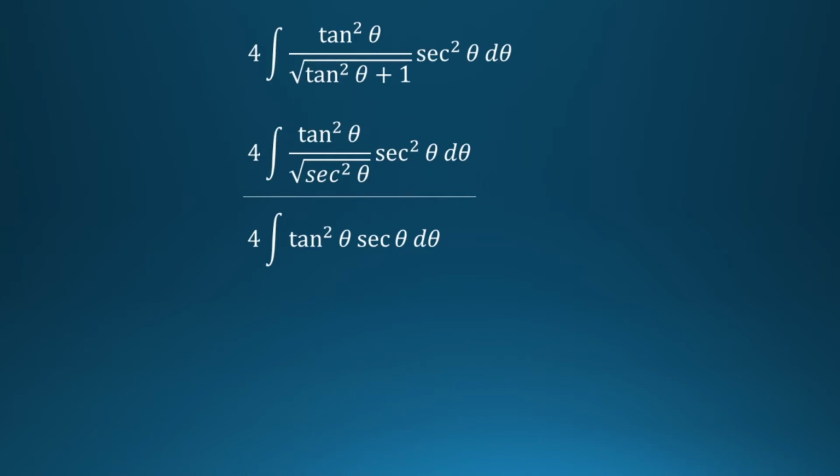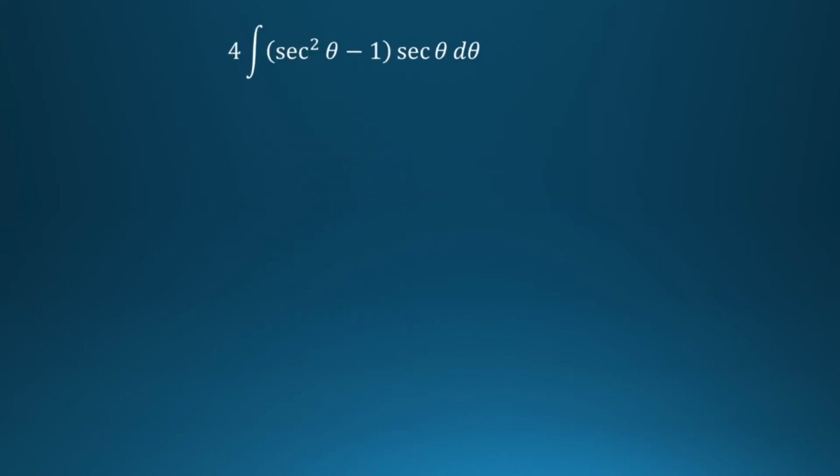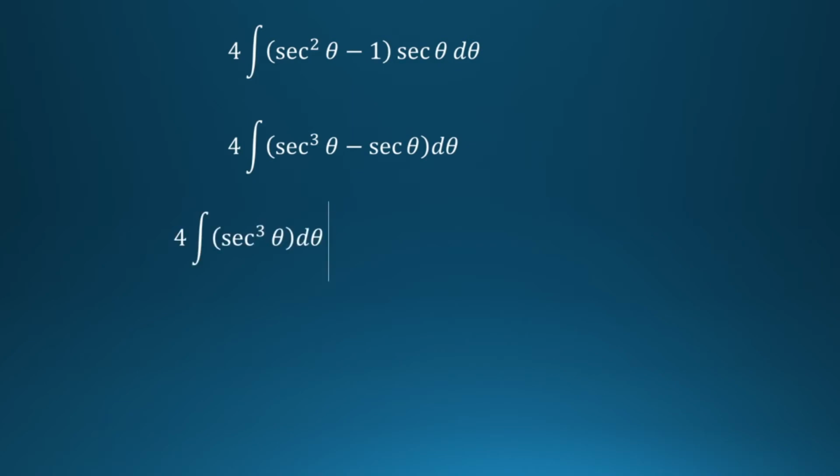And now we're going to make a substitution. We know 1 plus tangent squared is secant squared. So tangent squared will be secant squared minus 1. So we're going to multiply the secant with the secant squared minus 1, and we're going to get secant cubed minus secant. We're going to break this up into 2 separate integrals. So the first integral will be with secant cubed, and then the other one will be with secant.